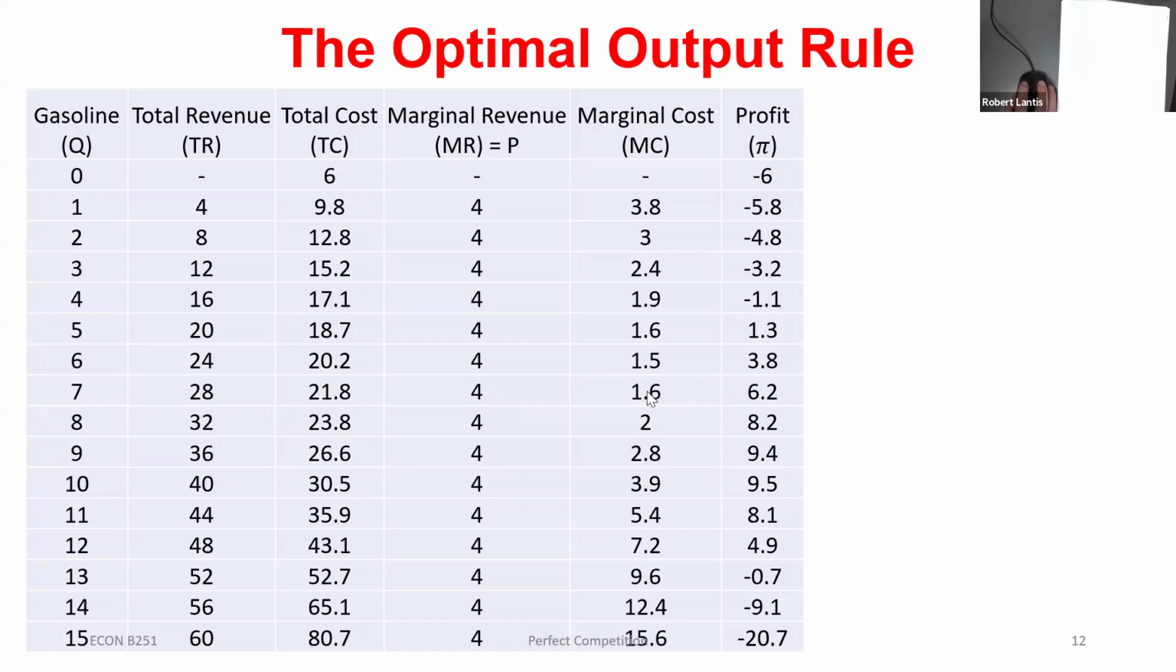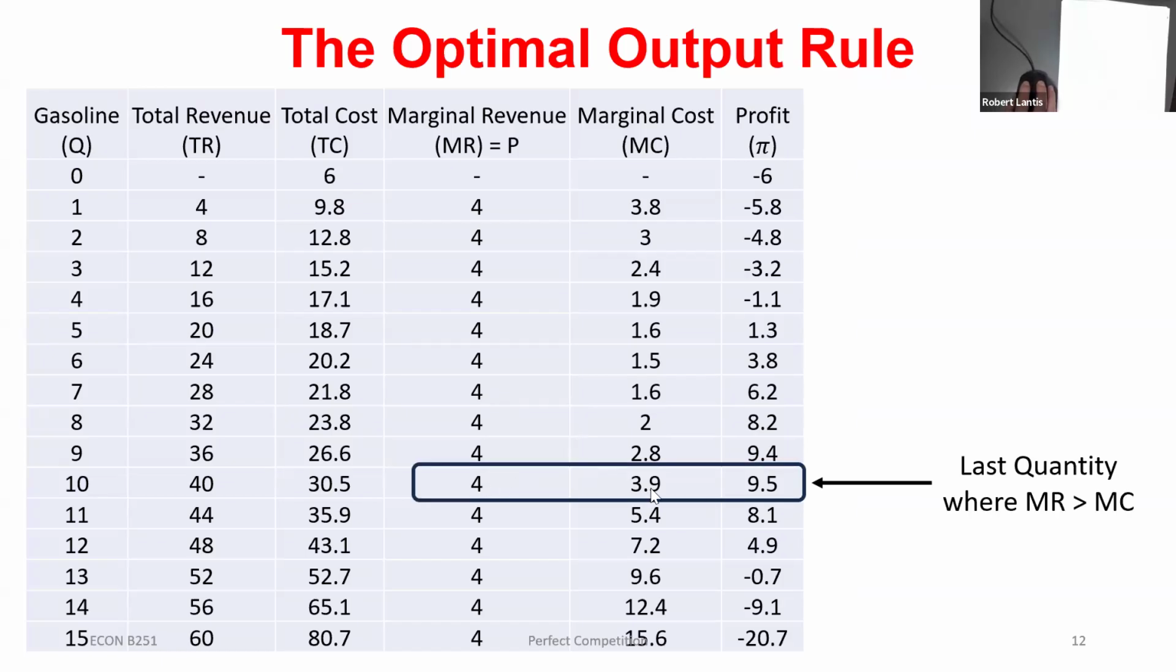So even once diminishing returns take over, yes, the difference between marginal revenue and marginal cost is getting smaller and smaller, but that still means I'm adding something positive to profits. Now, once I get to a quantity, the very last quantity where marginal revenue is greater than or equal to marginal costs, that was the last unit that added a positive amount to my profits.